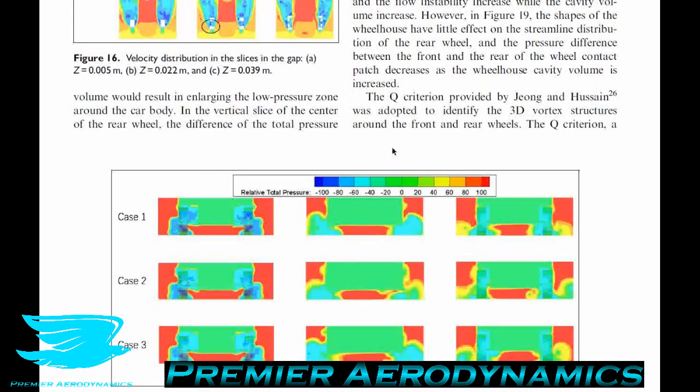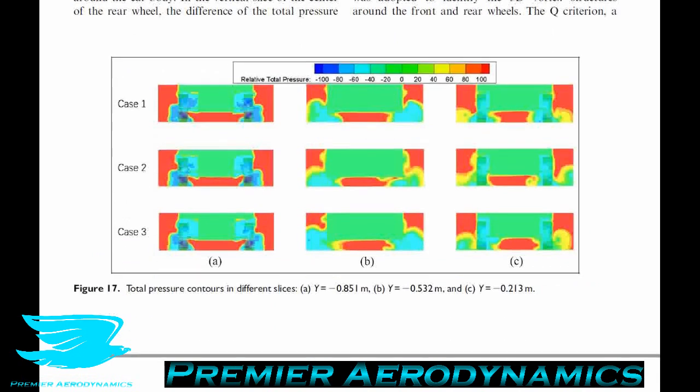So figure 17, let's move on to that, shows a very important view, which is the cross-sectional planes more and more downstream. So we get case 1, which is for the Audi, case 2 for the Toyota, case 3 for the Mercedes, and we have one just at the rear of the vehicle, I'm pretty sure, then further downstream and further downstream again. They show that the total pressure contours are quite different between all these different cars.